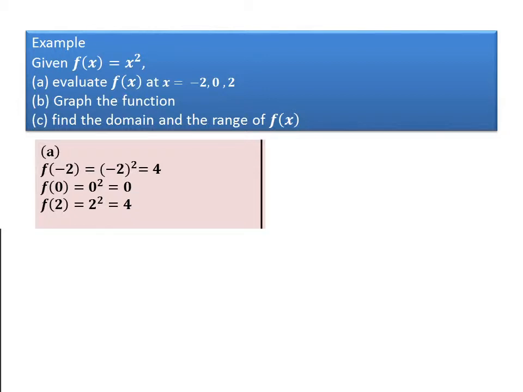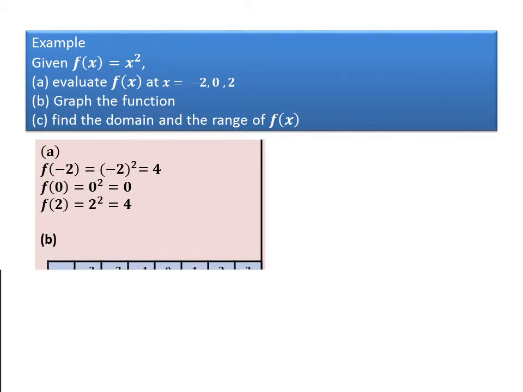What is f of 0? We substitute for x 0, and then we square the 0, so we get 0. So f of 0 is equal to 0. Finally, f of 2 is equal to 2 squared, so this is also 4.